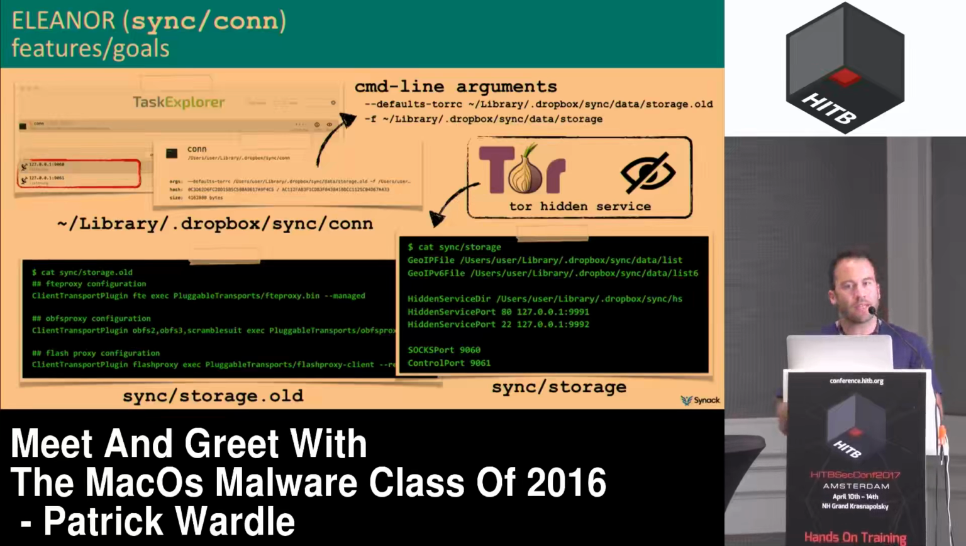We can examine some of the config files based on this Tor service, or use a tool like TaskExplorer, which can show network connections, to understand how the Tor service is set up. Specifically, we can see there's a proxy and a control mechanism locally listening on ports 9060 and 9061.